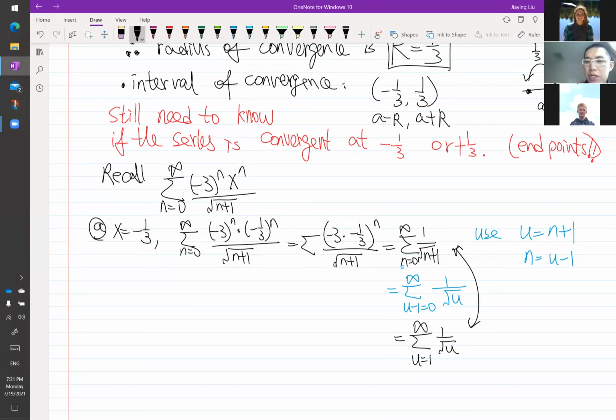And then this one we know is definitely divergent using the p-series test. So the series, when x equals negative 1/3, is divergent.